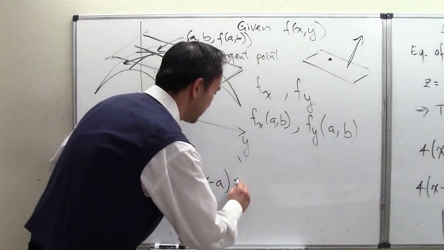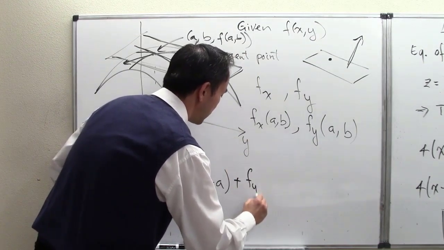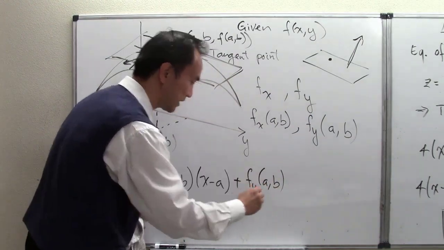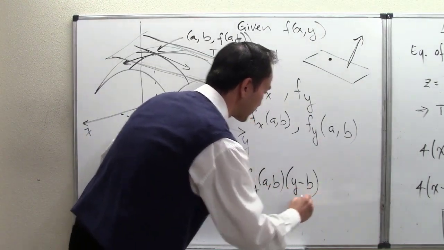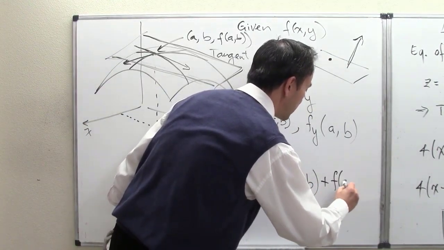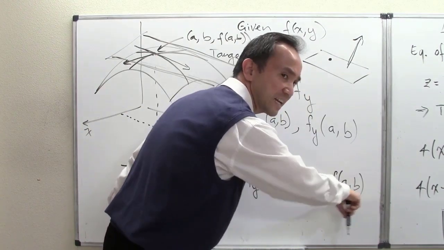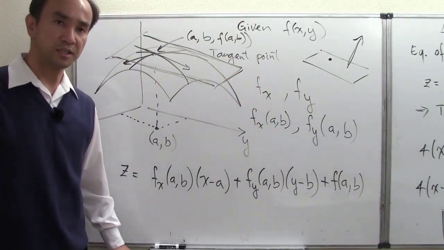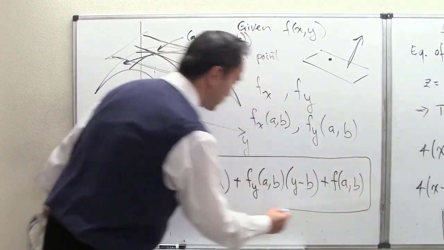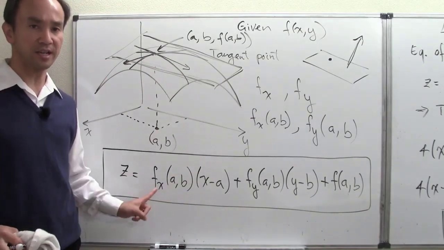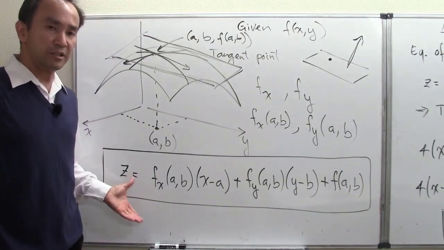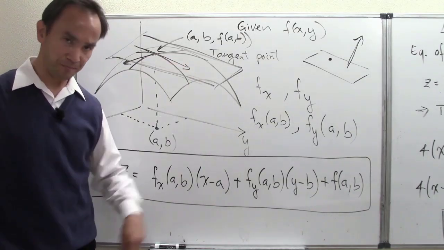Plus the partial derivative value at a comma b again, that's why we had a minus 2 there, times y minus b. Then we add the function value at a comma b, which was the reason I had that minus 4 on the other side of the board. So this is one quick, fast formula in case you don't want to go through the whole method. You can remember this formula, and that is the formula to get the equation of the tangent plane at any given tangent point.